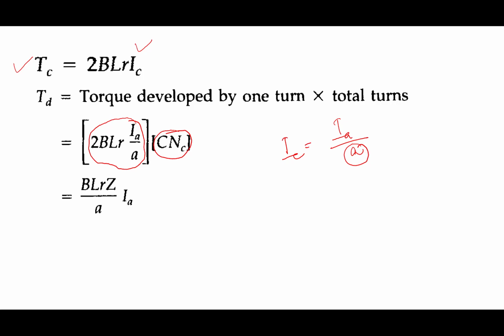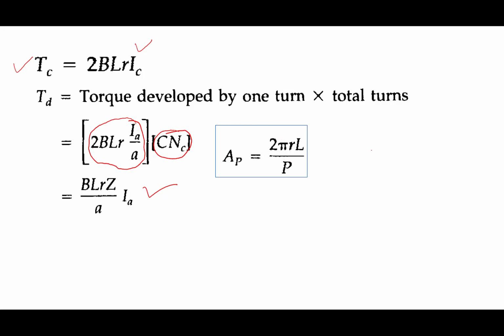So now we can just multiply it, we will find B L, L is the length of the machine, B L R Z by A into Ia, okay. Now we know the surface area, now also we did in the problem, surface area covered by the pole. So that is Ap will be equal to twice pi R L by P, okay.